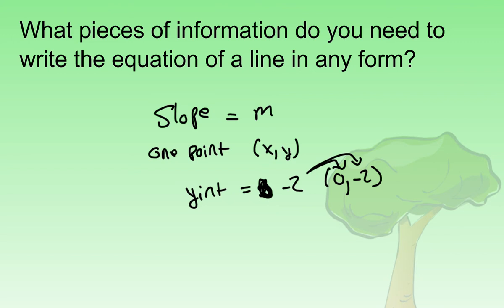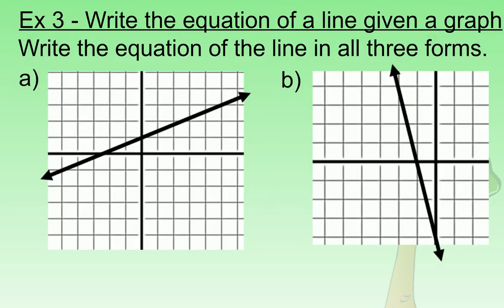Speaking of looking at a graph, the next couple problems ask us to write the equation of the line in all 3 forms given a graph. Okay, so what we have to do is essentially the same thing. We still need the same 2 pieces of information. We need the slope, and we need a point. Now, first thing, to find slope, you need those well-defined points, those places where the line is going right through a crisscross. There's one, and there's one.